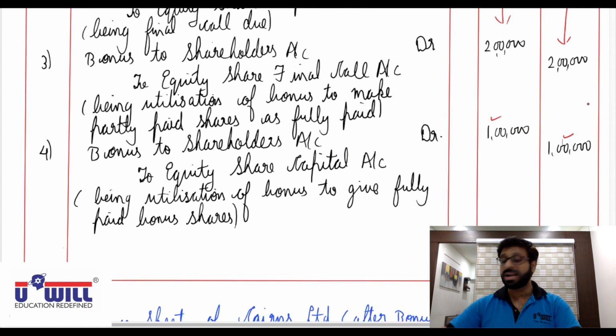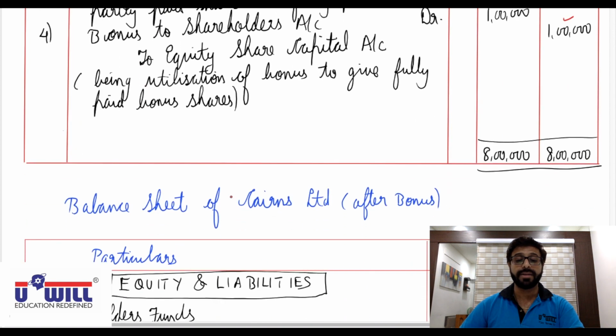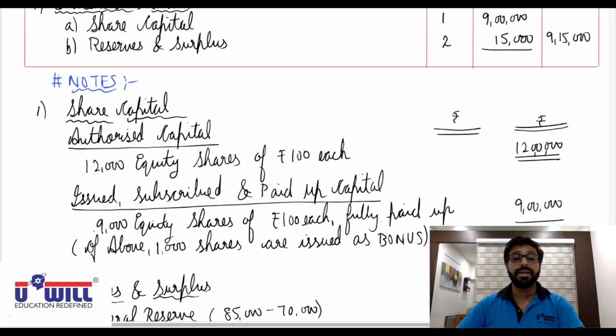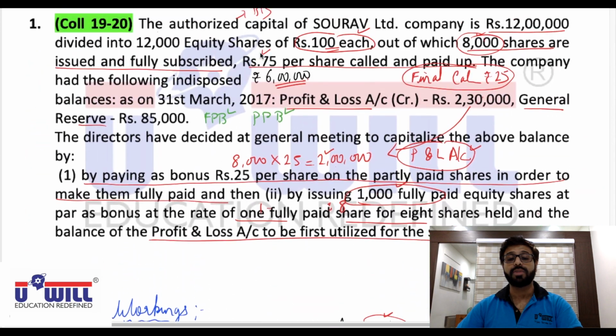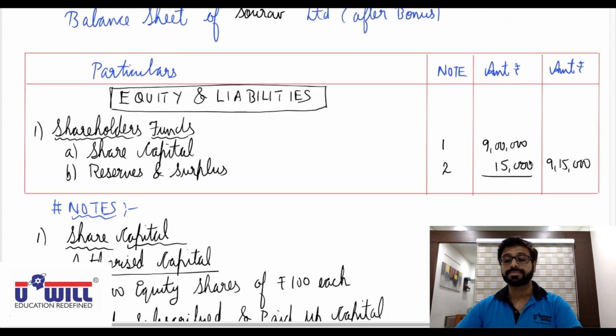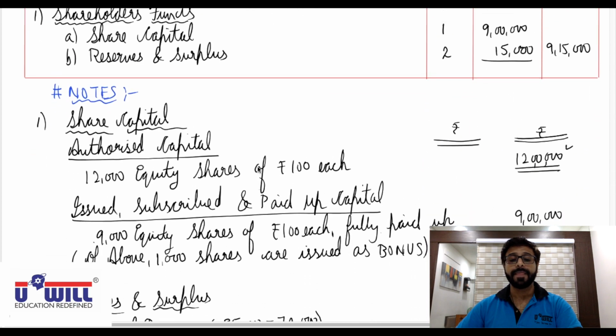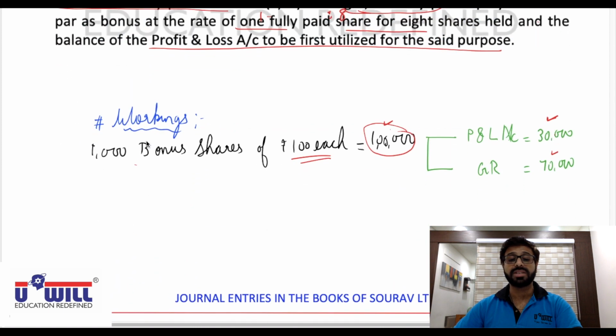Now balance sheet was not asked in the question, but if any one of you has practiced it, you can check it. If not done, then it's okay. In the question, balance sheet is not asked. But in case if you have made balance sheet of Saurav Limited, then it would be as follows. In balance sheet, you will have 12,000 equity shares, authorized capital, 12,000 equity shares of rupees 100 each, that is 12 lakhs. Double underline. And here we have 8,000 equity shares issued plus bonus 1,000.